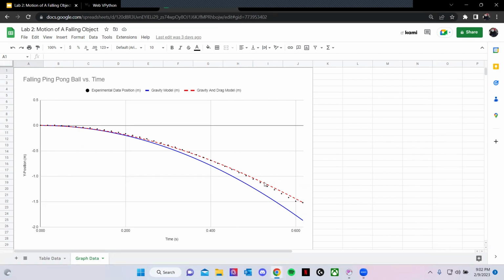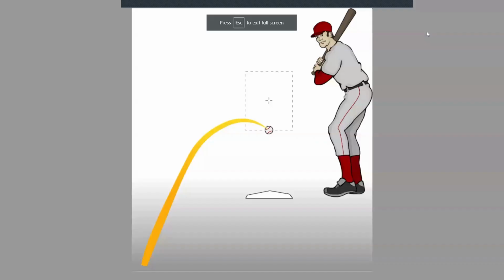The difference between the gravity and drag model and the observed position model, in other words, the red and black, is a fundamental physics error, which is the negligence of rotational motion. Rotational motion alters the motion of a ball. An easy example of this is a baseball pitch, where a pitcher may choose to create rotational motion in the baseball to curve the ball and throw off the batter's swing. However, with that being said, rotational motion accounts for a very small amount of deviation.